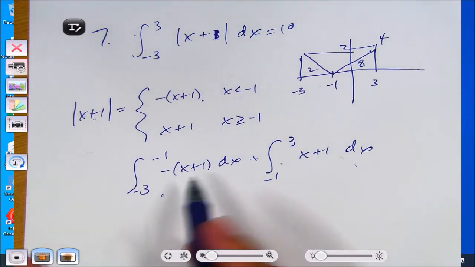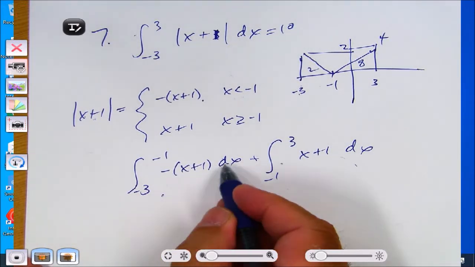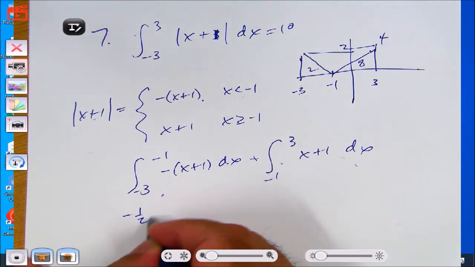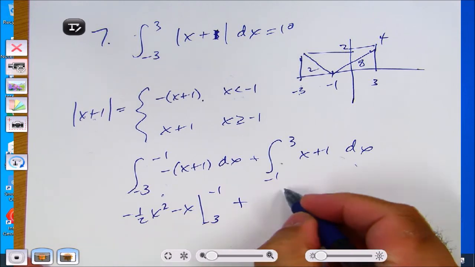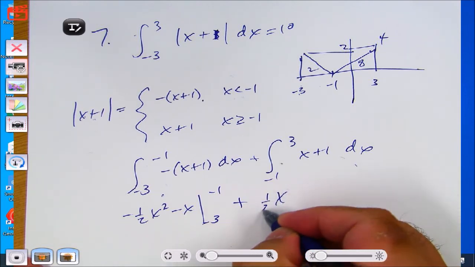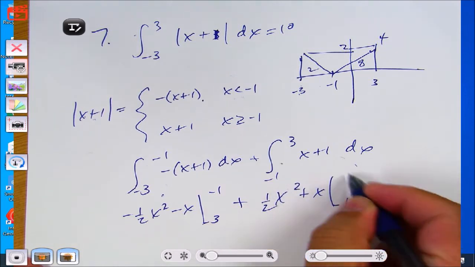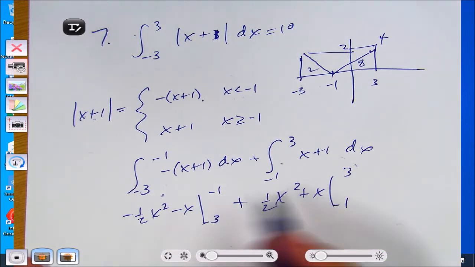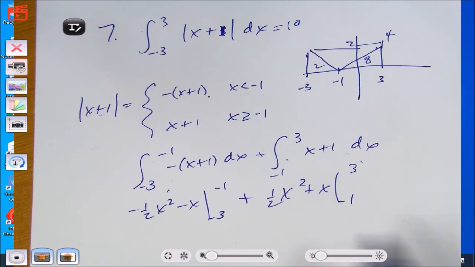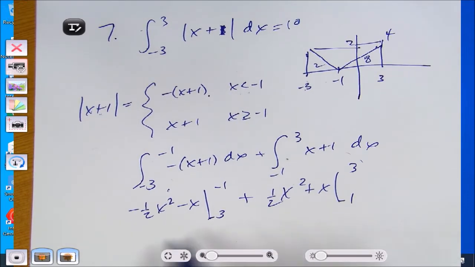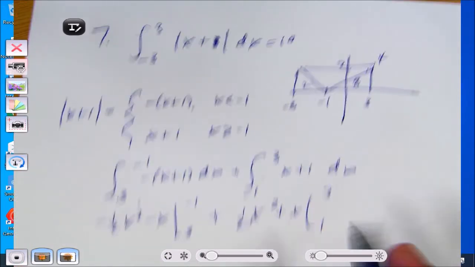Alright. So integrate this: -1/2 x squared minus x taken from -3 to -1, plus 1/2 x squared plus x from -1 to 3. Plug in these values. Do you understand this was a lot more work? If you can graph it, I would graph it.